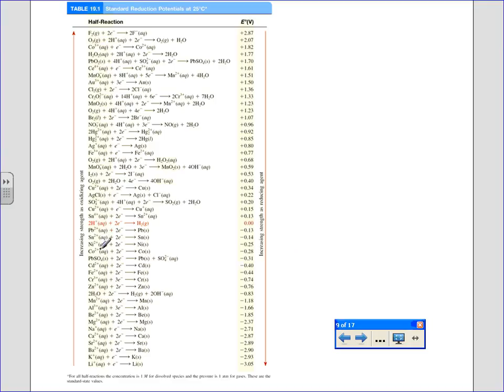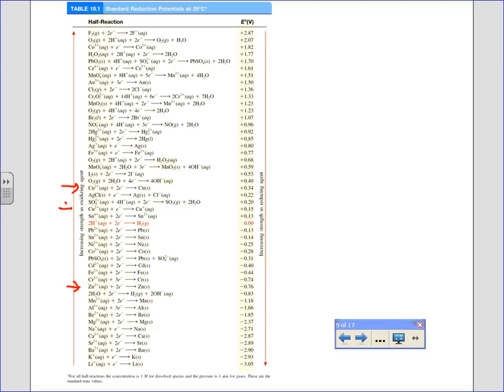One other thing to note here, if we look at the zinc and the copper, much like the activity series, the table can be used to determine what will happen in a particular reaction. The one that is higher up on the list is more likely to be reduced, which makes sense based on our discussion of it being more likely to be reduced on the top versus on the bottom.